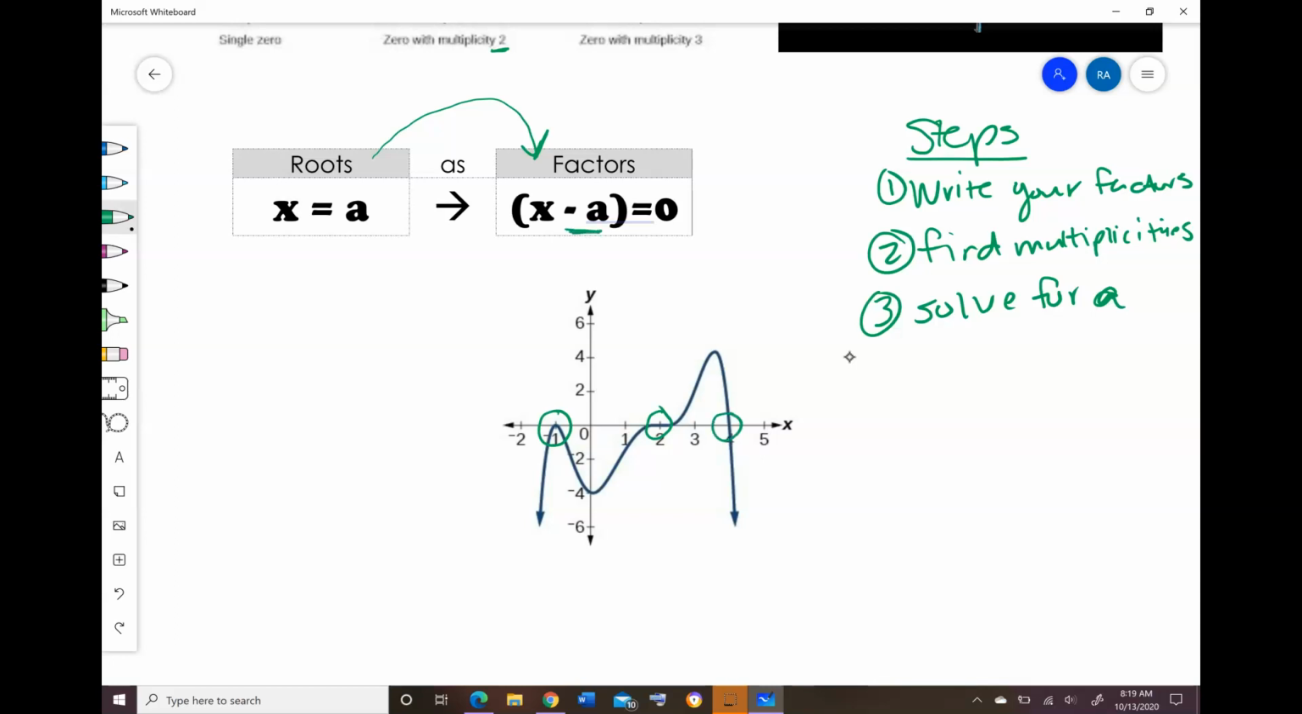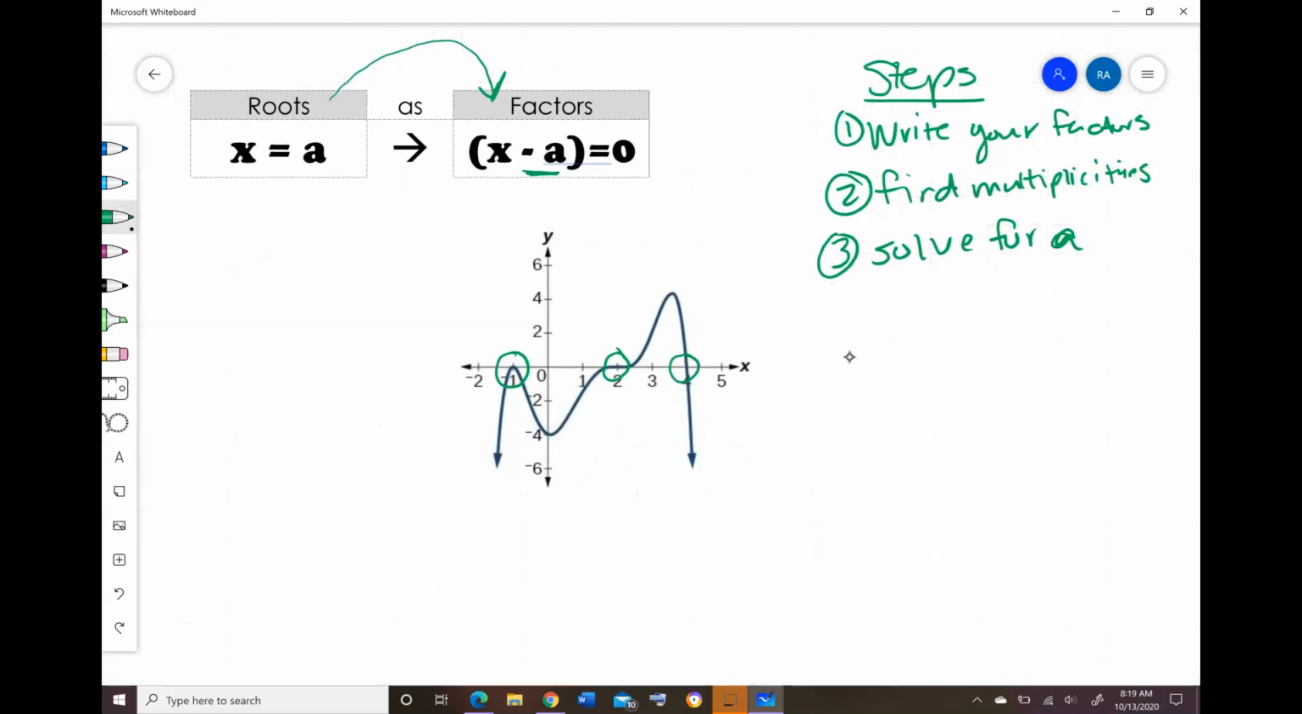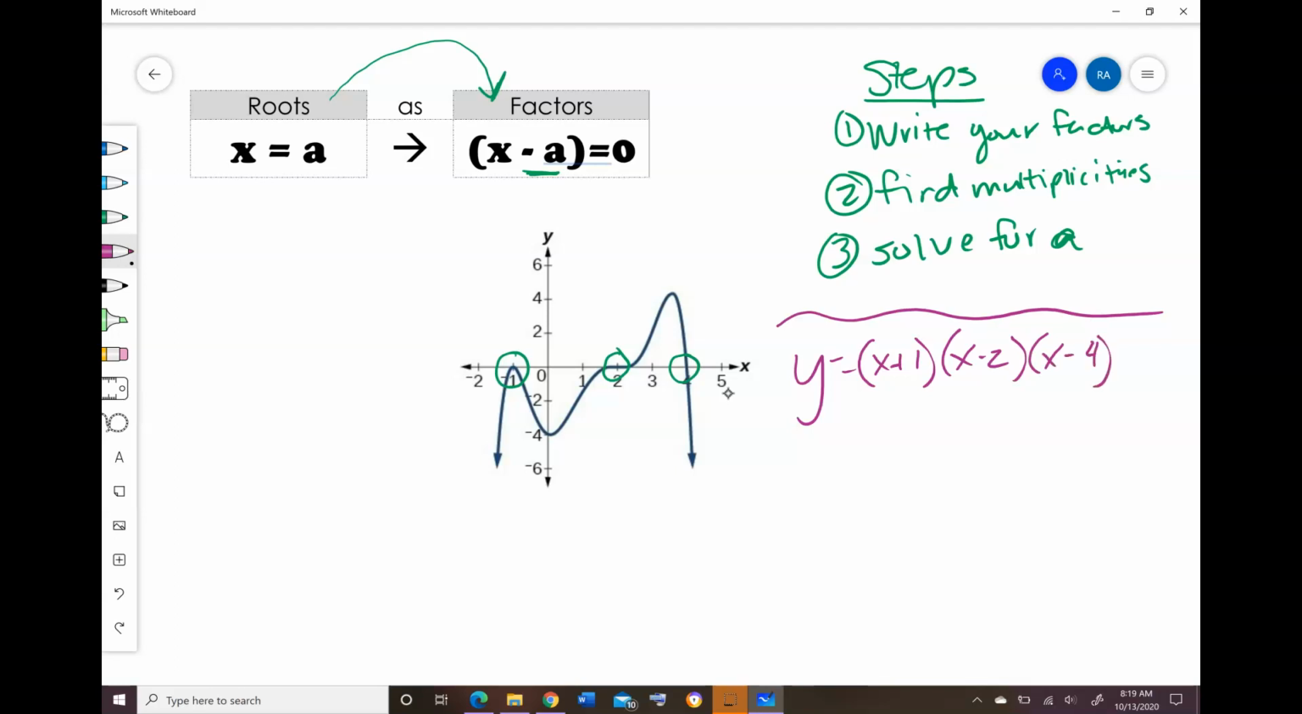Remember, it's opposite a, so my factors are going to be, we're going to say y equals, change the signs. X plus 1, x minus 2, and x minus 4. Get your multiplicities. It touches at negative 1, so that's an even multiplicity, and you're going to use a 2 for that. It crosses at 2, and it crosses at 4, so that's multiplicity of 1, so we leave it alone, because you don't write an exponent of 1.